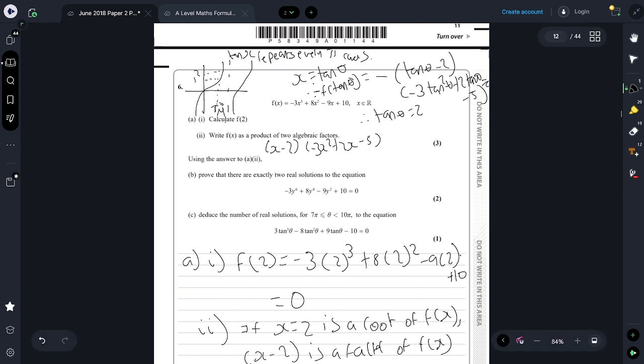You don't need to write any of this because it's just saying state the number of solutions, but I'm explaining how you get there. Okay, but we know there's a solution in this interval, and then the next 180 here, that's when tan of theta is 2. Then the next 180, there's another solution here. Okay, and so it's saying between 7 pi and 10 pi.